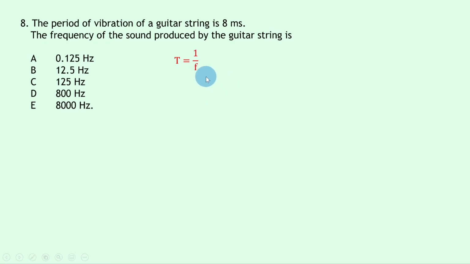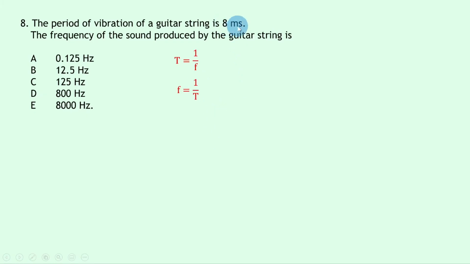But if I rearrange this to get f on its own on the left hand side, I can simply cross multiply, or swap the f and the T here. So I get f equals 1 over T. A longer way to do that would be to times both sides by f, but then you would have Tf equals 1, and then you would divide both sides by T to get f on its own. So that gives you f equals 1 over T, and then we can sub in the numbers.